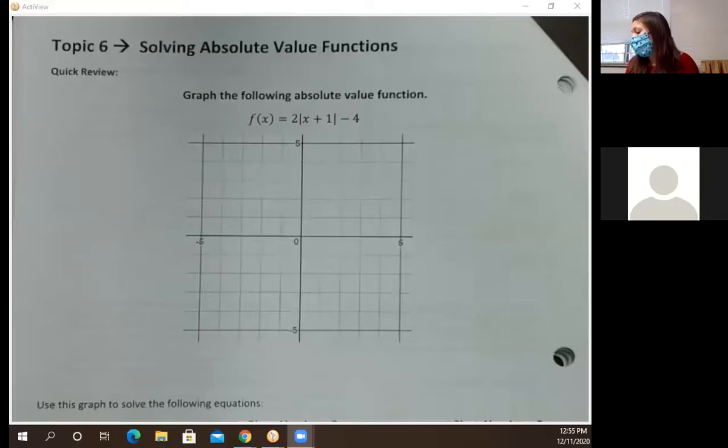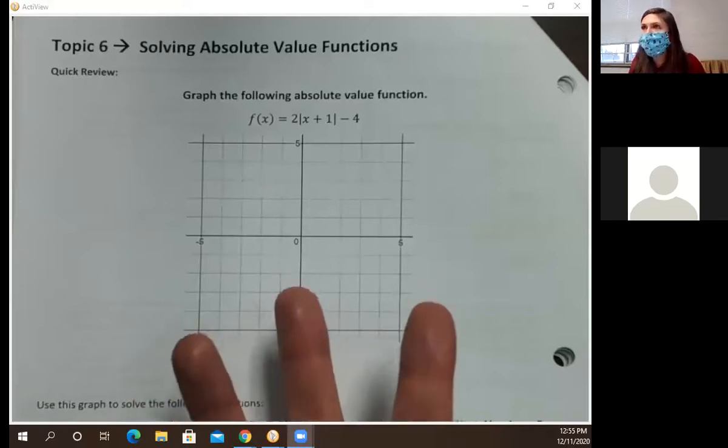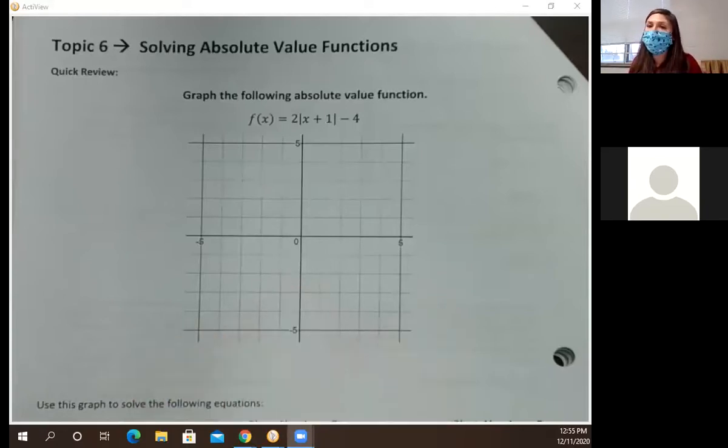So we've seen absolute value functions before. This is not new. We've graphed these things before. In Unit 2, we looked at absolute value functions, square root functions. We looked at quadratic and linear functions. And we looked at transformations of all those functions. So graphing an absolute value function is not a brand new topic.